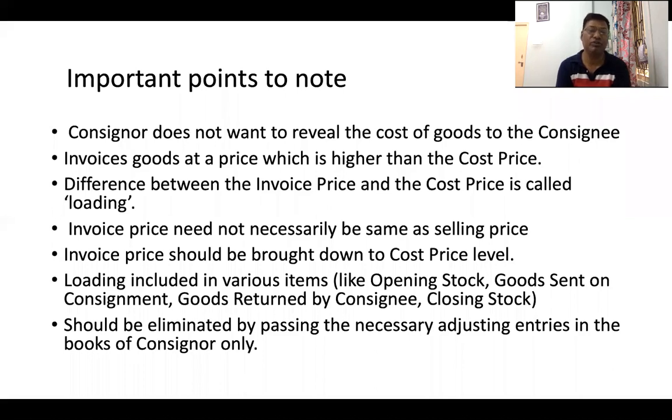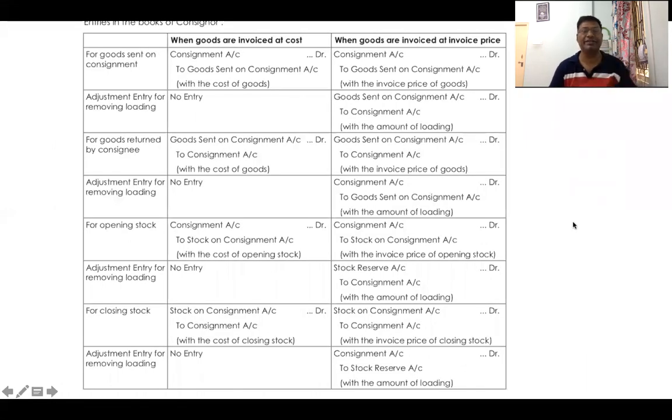What are the things that are loaded in the invoice price? It may be the opening stock, it may be the goods sent on consignment, or it may be goods returned by the consignee and the closing stock. And there are certain journal entries for this. We'll just have a quick glance at the journal entries. You will not immediately understand these things, but once we complete a problem, you will be able to understand.